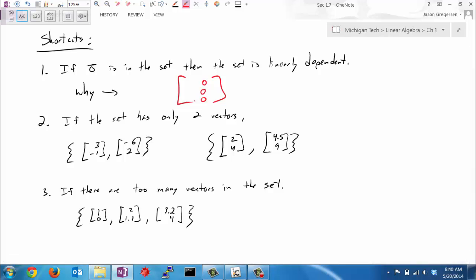I heard another one over here. What was yours? The 0 vector doesn't add anything to the space. Absolutely. So we're talking about those linear combinations to span the space. The 0 vector is not going to help us get anywhere, right? So that's another way you can think about it. Any other ideas? Any other justifications that are different?